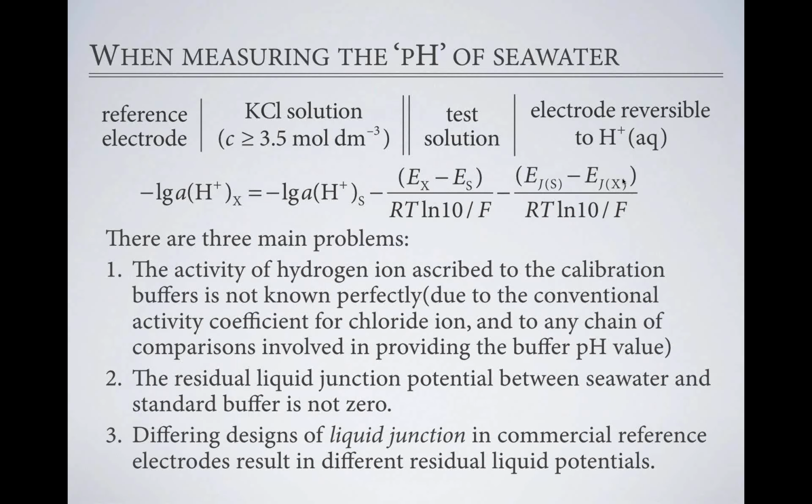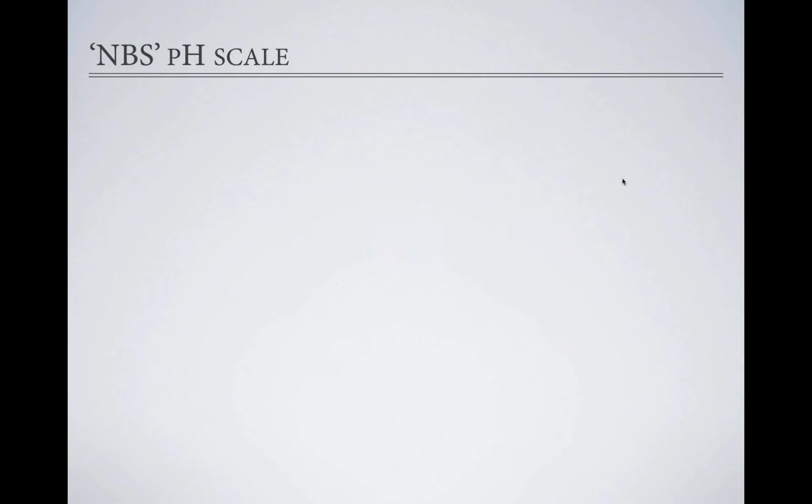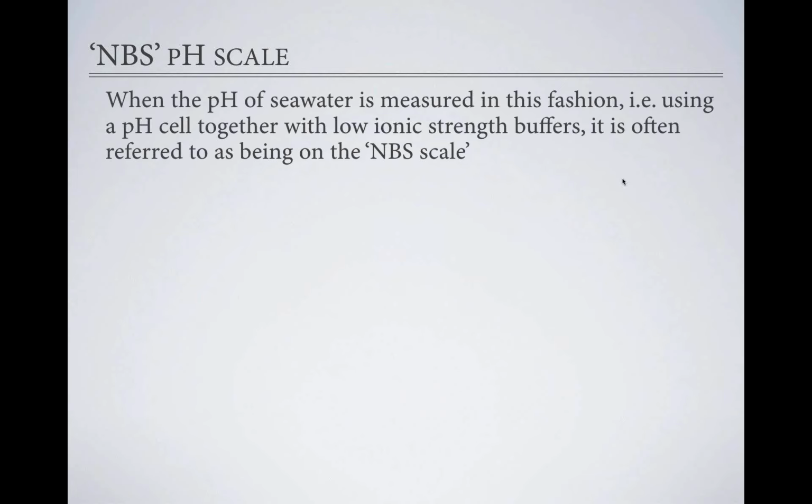This is problematic. And this really has been one of the reasons that there was a need for a change moving forward, when people realized, probably in the 1970s, that this was true. So this so-called NBS pH scale is when the pH of seawater is measured in this fashion. That's using a pH cell together with some low ionic strength buffers. It's often referred to as being on the NBS scale.